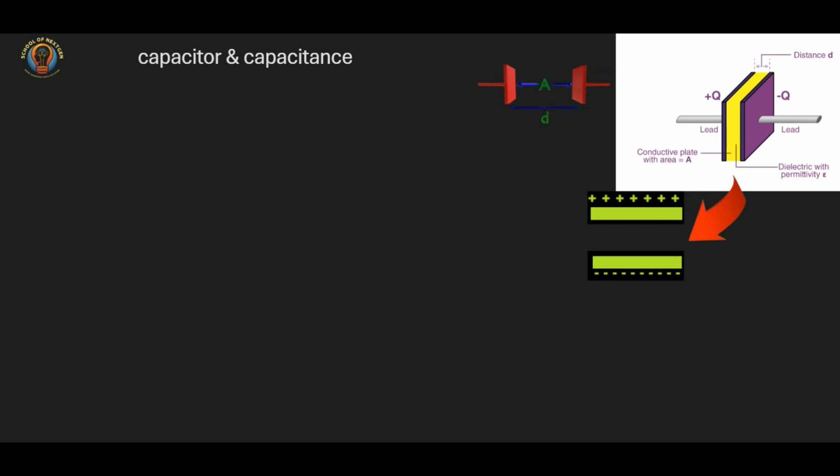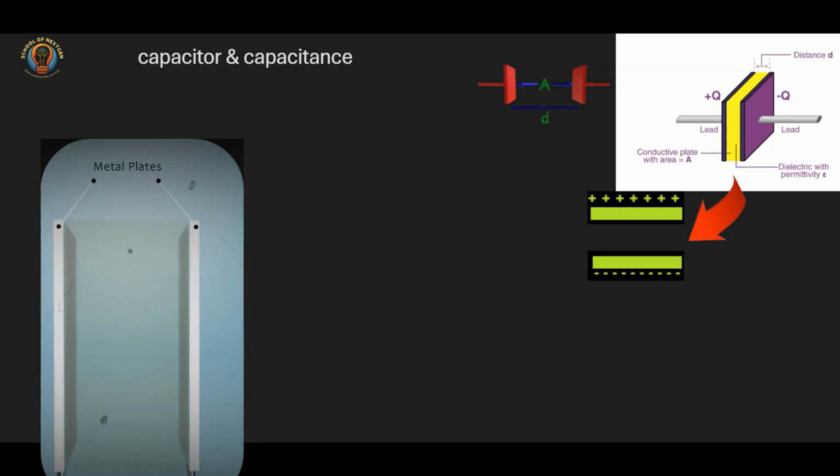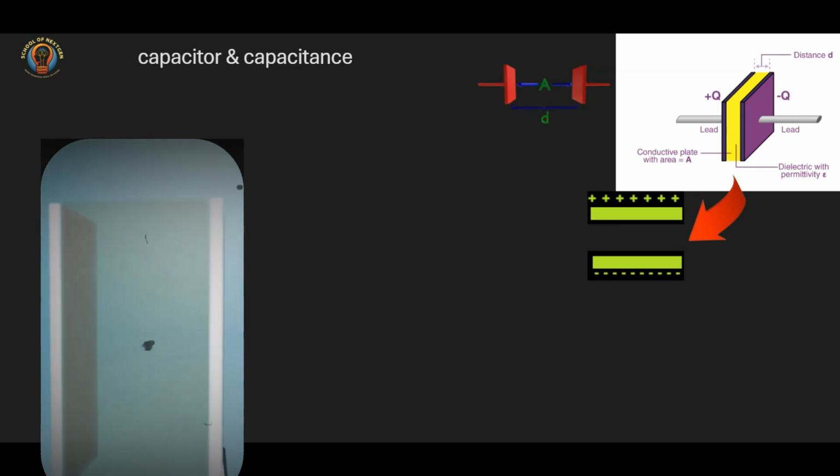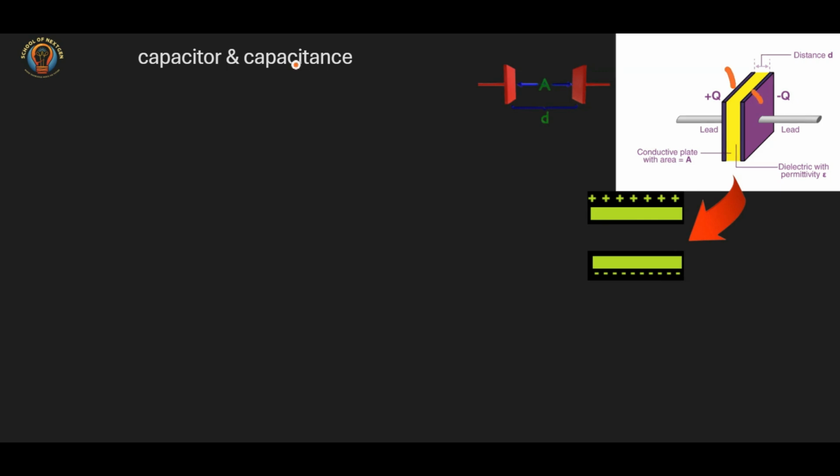The space between the conductors may be filled with vacuum, air, or an insulating material known as dielectric medium or dielectric material. The ability of a capacitor to store charges is known as capacitance. As I said, a capacitor has two plates or two conductors. So this is conductor 1, this is conductor 2, or plate number 1 and plate number 2.